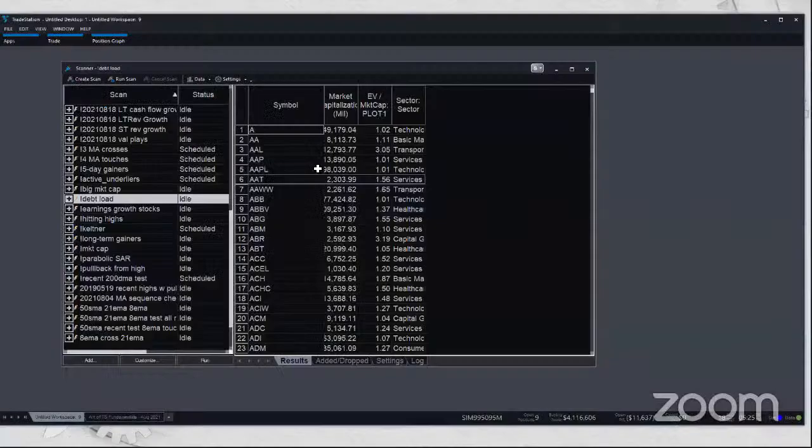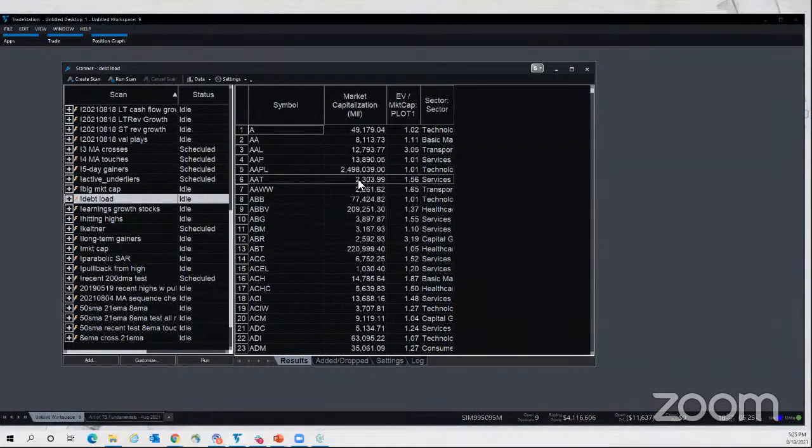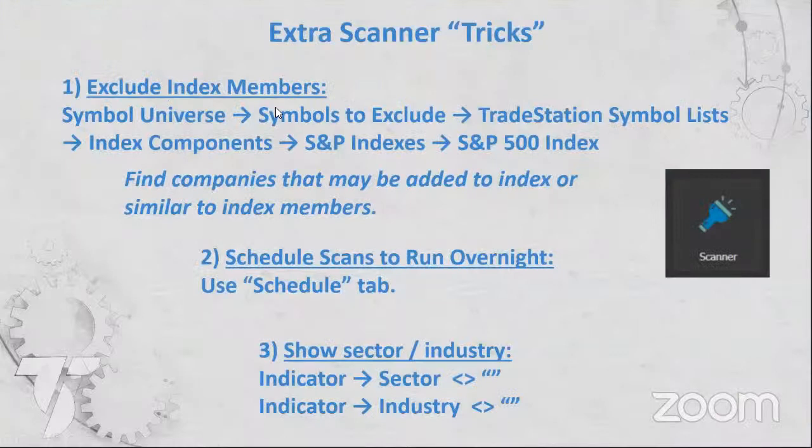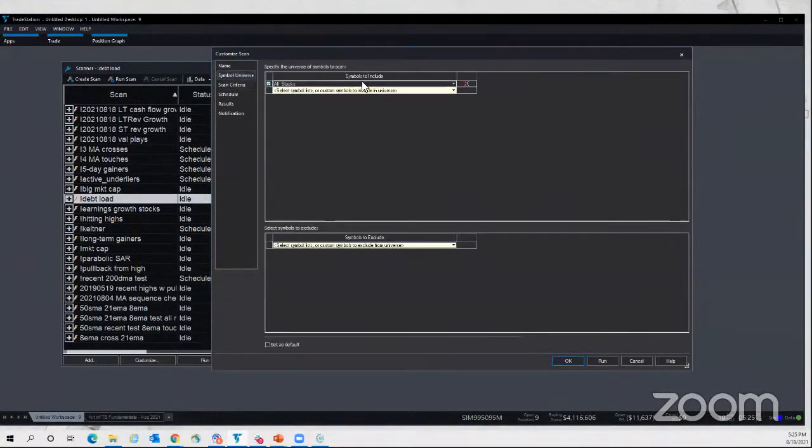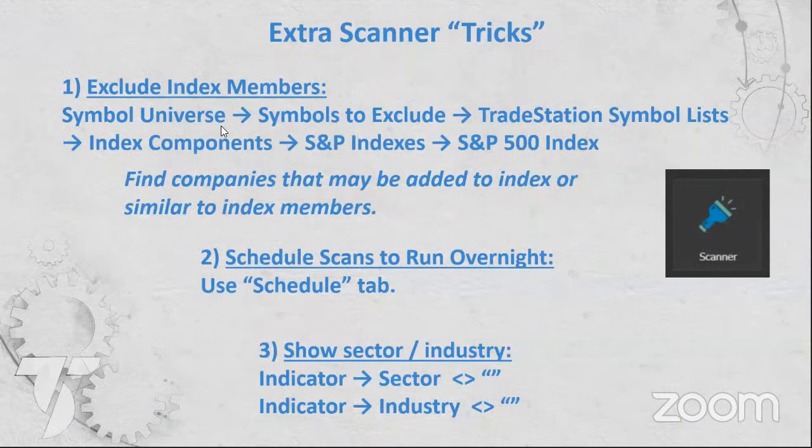You're going to do it in the initial screen here. So I ran this. You can see here where this generated. This is in the initial screen where I said all stocks. You can also exclude stocks. So if you look in this symbol universe, I said all stocks. You can go down here and exclude the S&P 500 or the NASDAQ 100. And this is the path to follow in Scanner. This can find companies that may be added to the index or similar to index members.